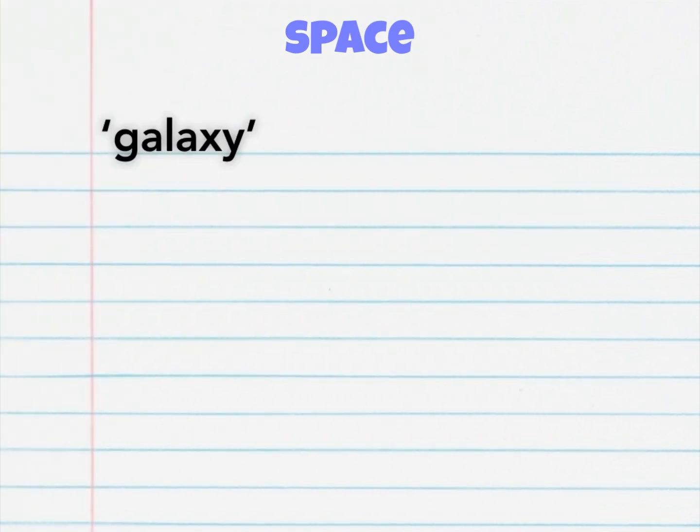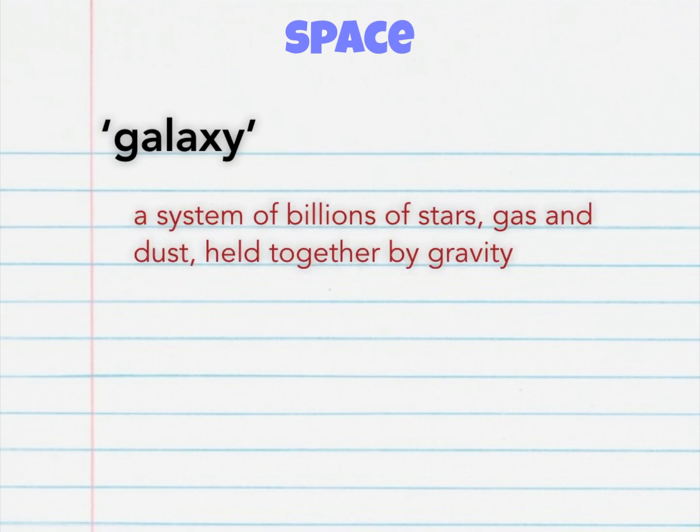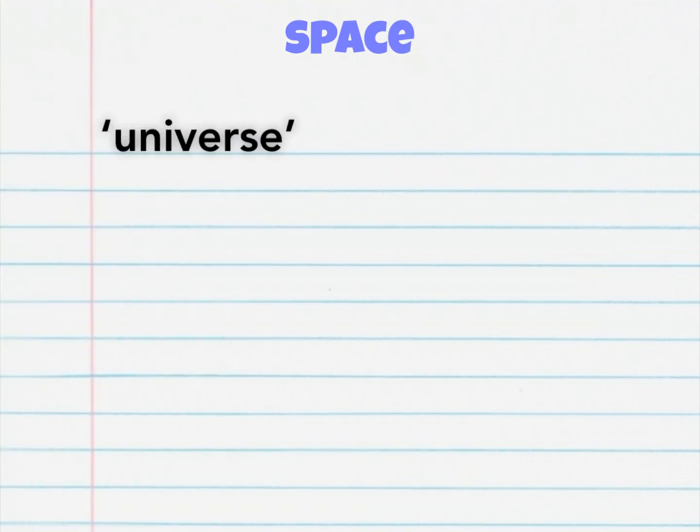Galaxy. A galaxy is a system of billions of stars, gas and dust, held together by gravity. And finally, here's the 10th term that we're asked to use correctly and in context. Universe. The universe is basically everything, all existing matter and space.